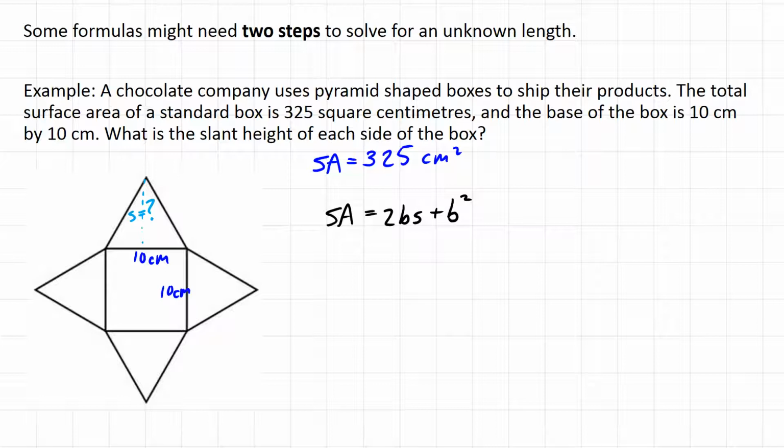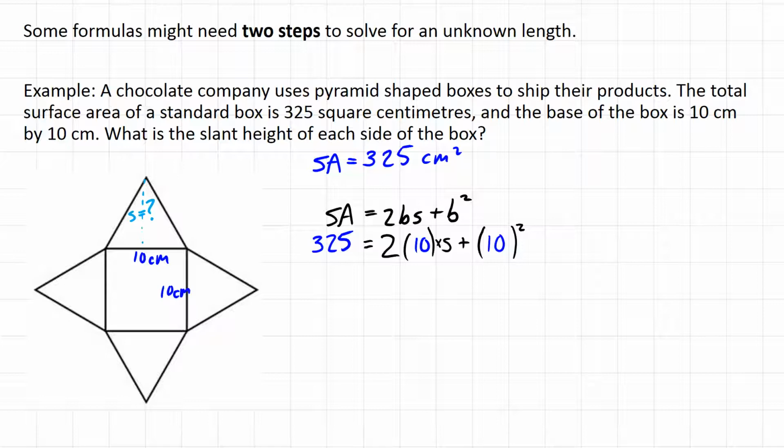So the surface area we know, and we've also been given a number for the length of the base of the pyramid, which means the only thing we don't know is S. So we can fill in all those things. 325 equals 2 times, well, the base length was 10, times the slant height, which I don't know, plus, again, that base length is 10. So this 10 squared here represents the area of the square base itself, 10 by 10.